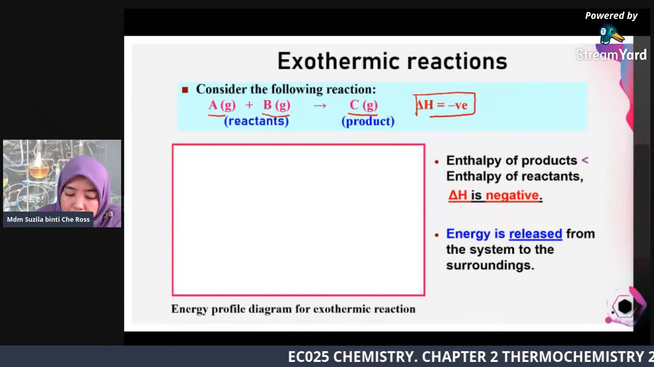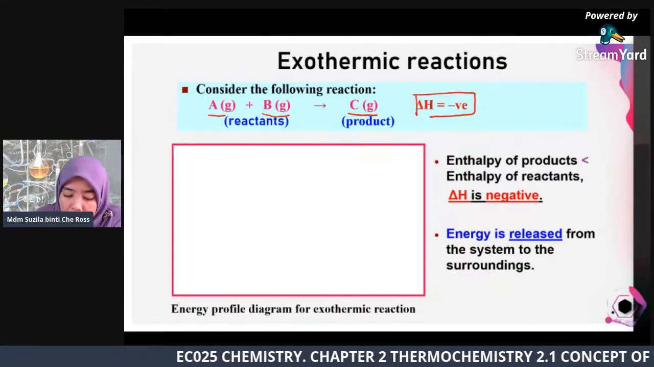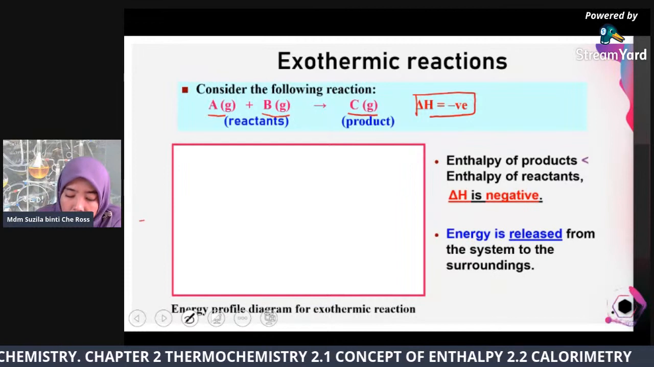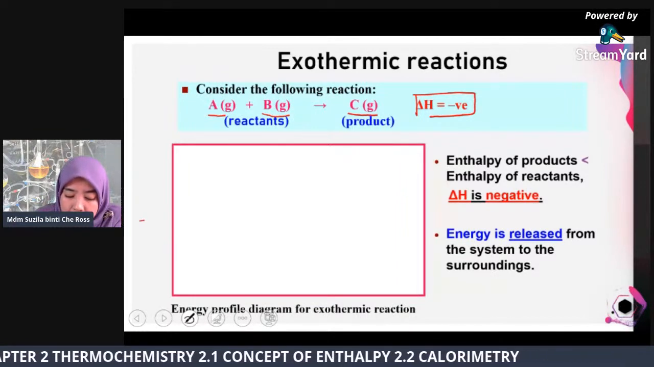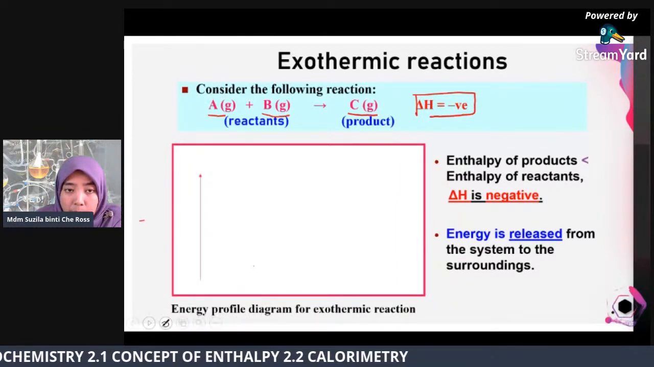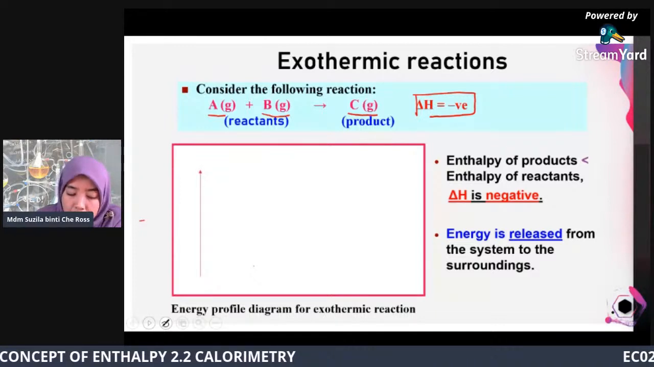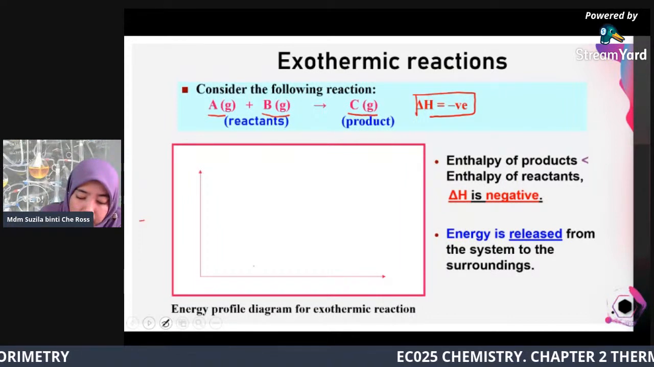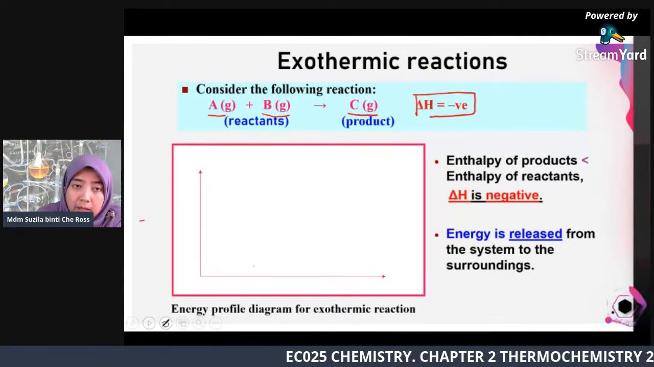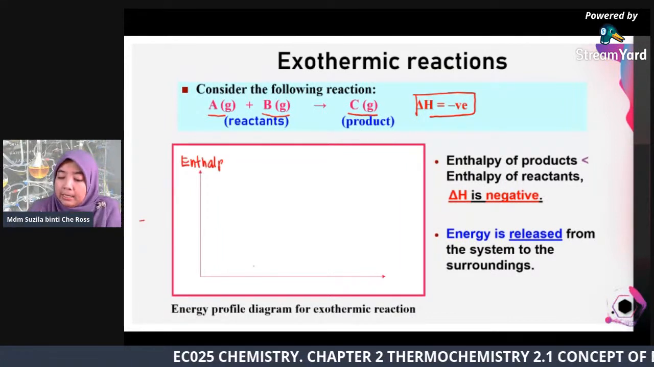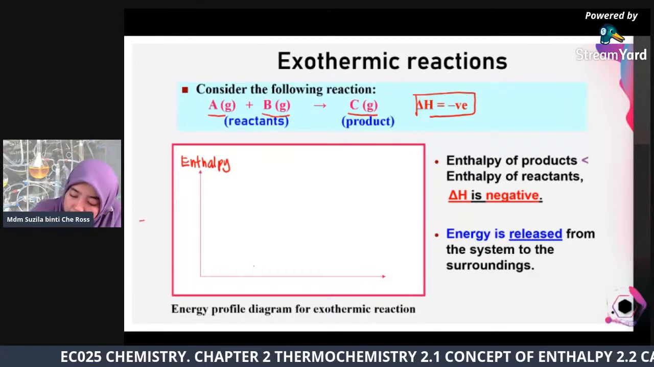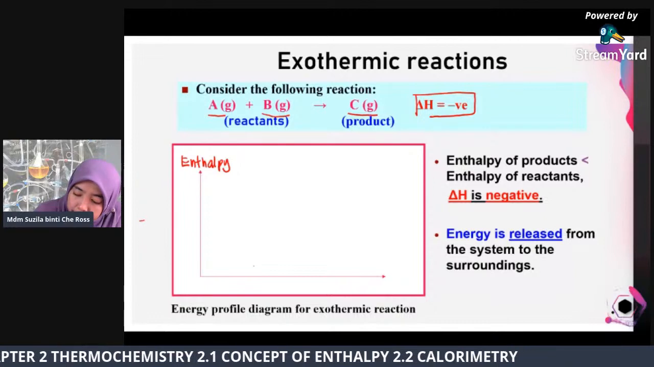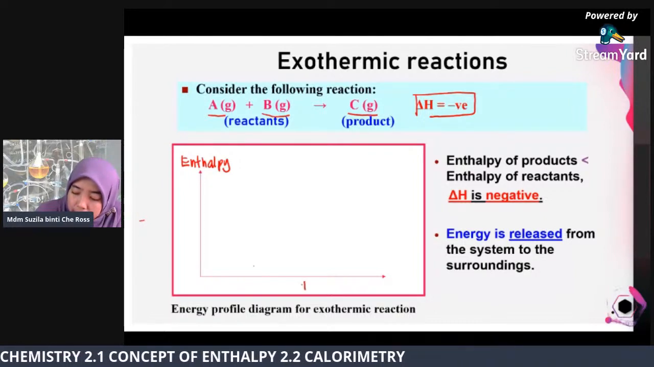What we need to do now is draw the axes first. We need to draw the y axis and x axis, and then label the axes. For the y axis, we label it as enthalpy, and for the x axis, we label it as reaction progress.